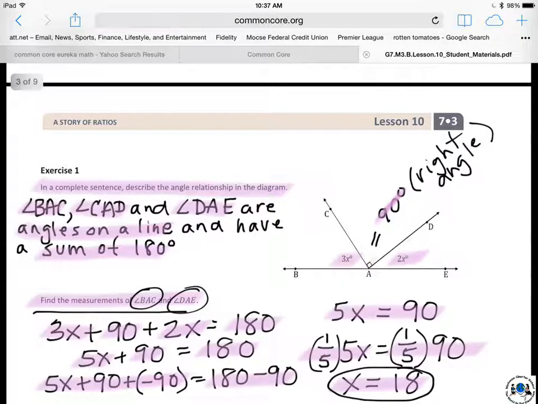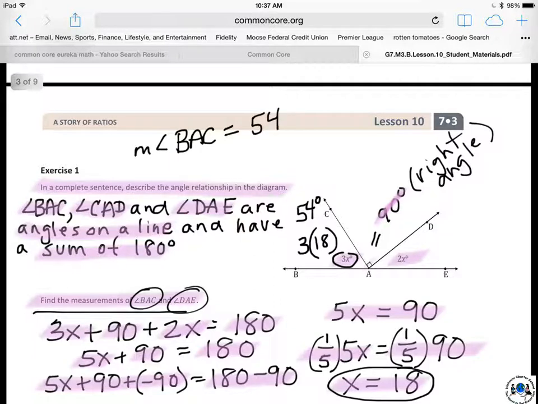But BAC is actually 3x, as you can see. So 3 times, then substitute 18 for x. That is going to equal 54 degrees. So we have the measure of angle BAC equals 54 degrees.